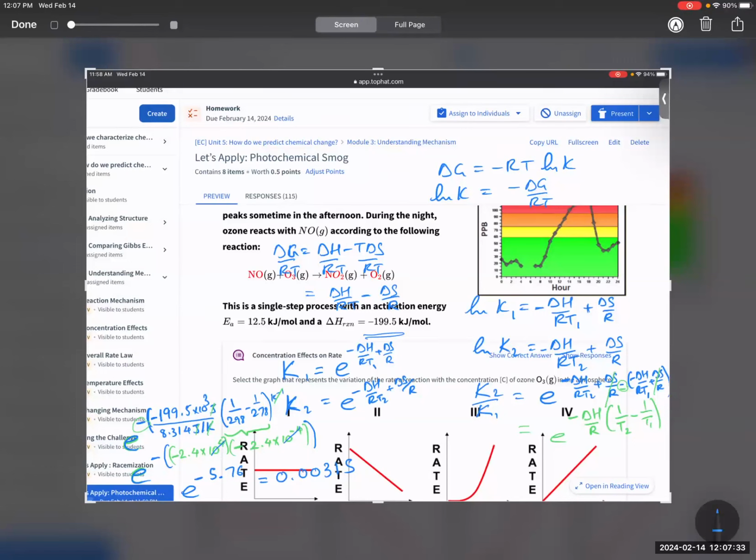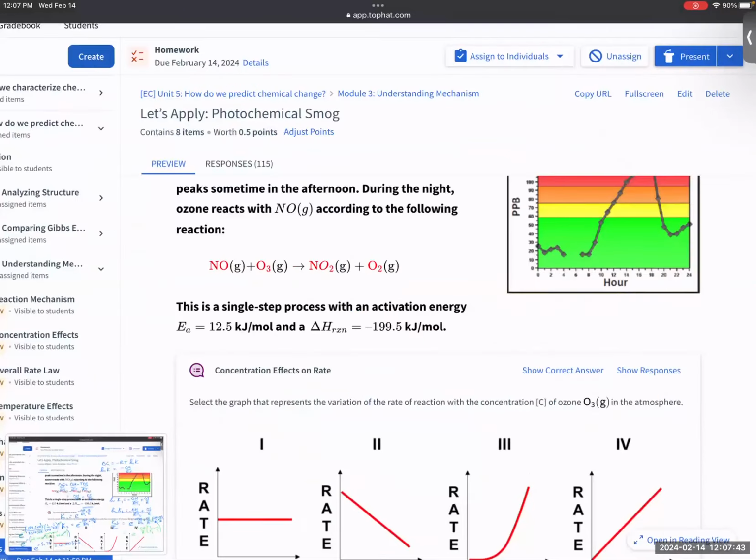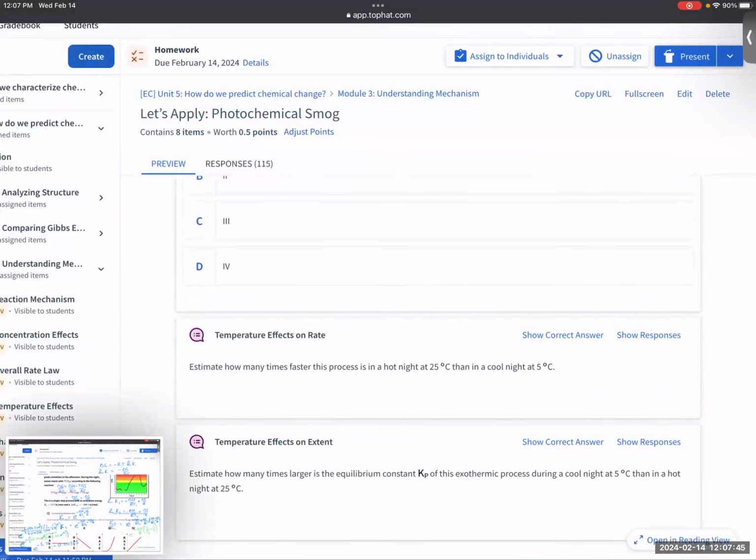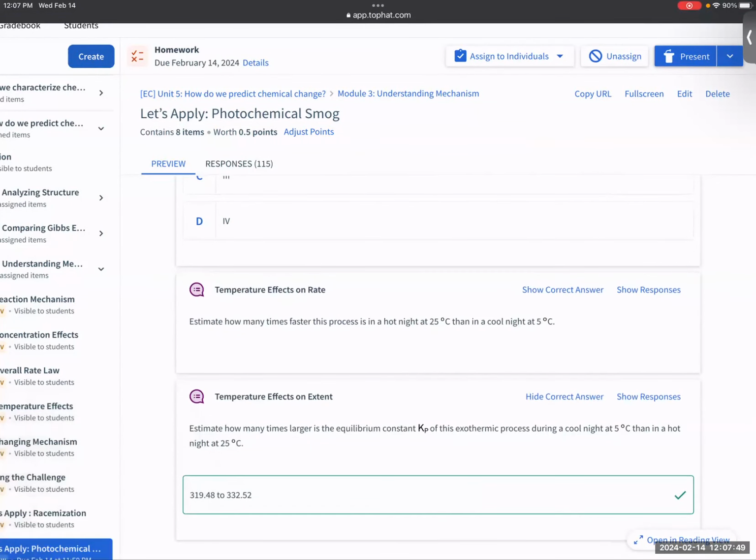Let's try that: 0.00315. Okay. The question asks which was larger, the equilibrium constant Kp of this equilibrium during the full night.